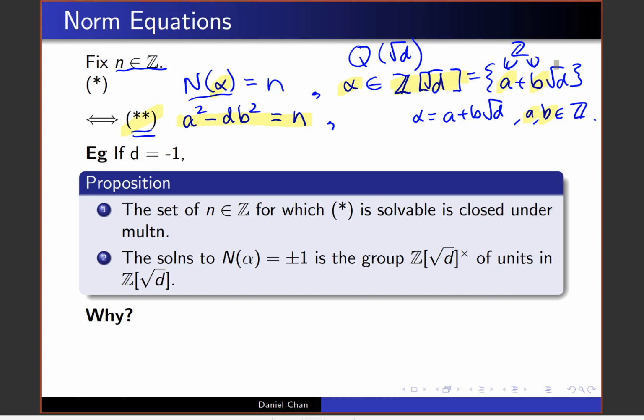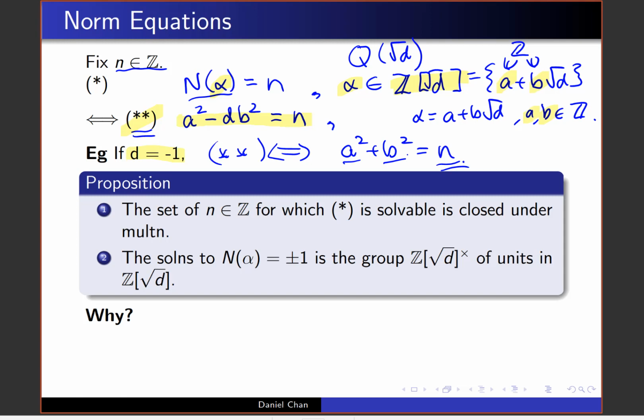Okay, so let's see how this relates to the original question. If d equals -1, what happens when you look at this double star? This becomes equivalent to just a squared plus b squared equals n. So you're just solving this equation a squared plus b squared equals n. So you're asking how can you write this integer n as a sum of squares, a squared and b squared.